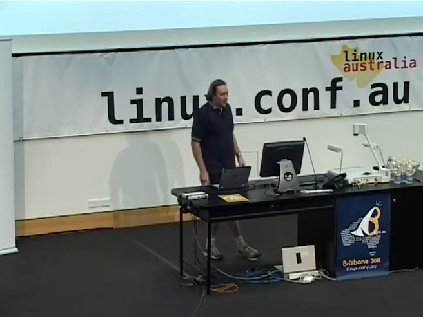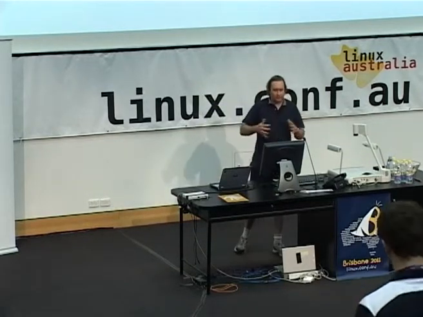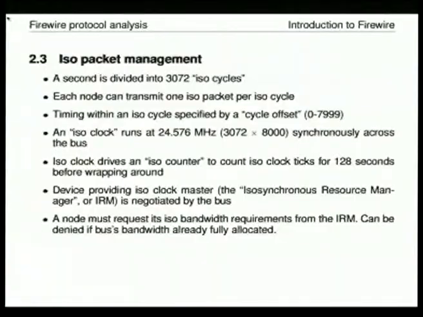All right, I will continue. In order to manage this bulk transfer, I'm going to skip this pretty quick. The asynchronous packets are managed. We have a second, which is divided into 3072 so-called cycles, and each cycle is further divided into subsections. Basically, for each cycle offset, each device can transmit exactly one asynchronous packet, and that's how they arrange for the guaranteed timing and for the bus bandwidths and stuff.